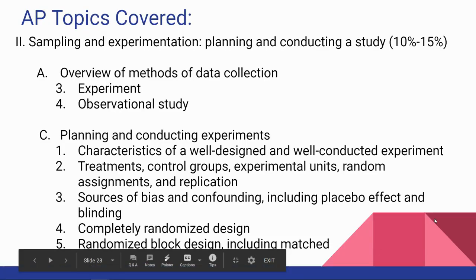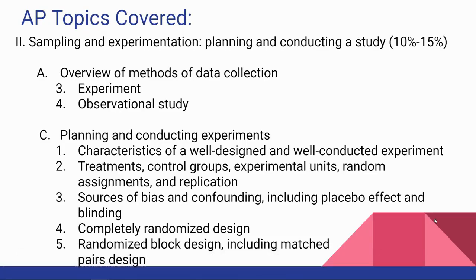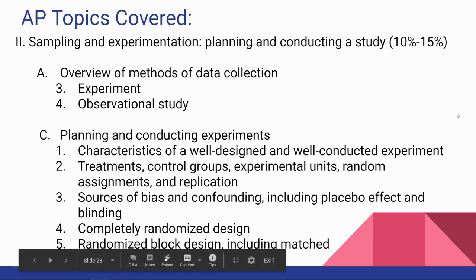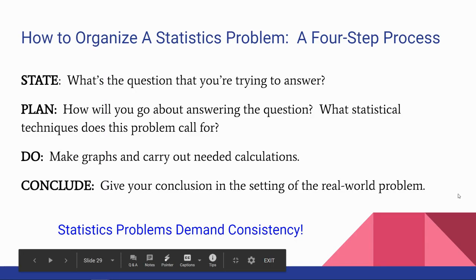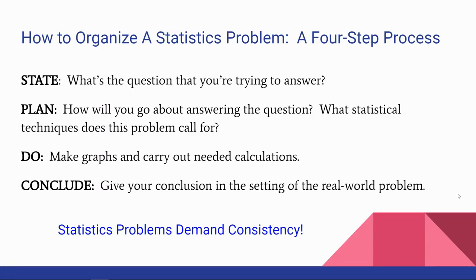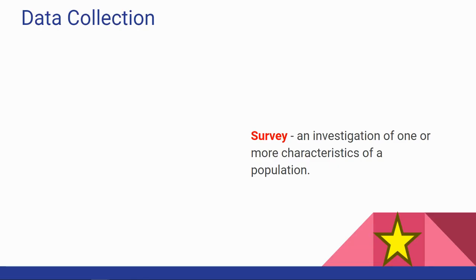So we are going to focus on AP Topic 2, sampling and experimentation, specifically experiments and observations. Again, this is 10 to 15% of the test. And we are going to use the state, plan, do, and conclude method for answering our questions. Remember, statistics problems demand consistency, and so do our answers.